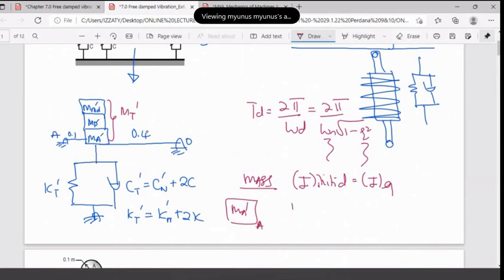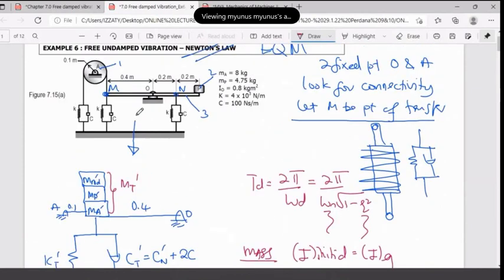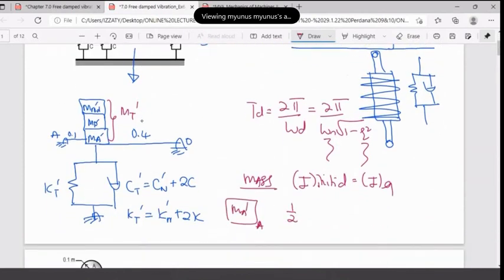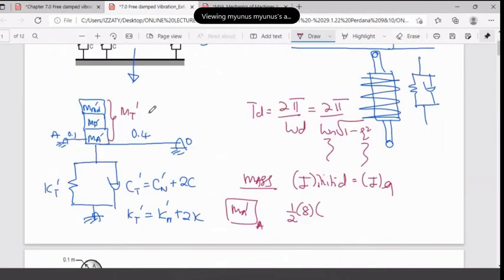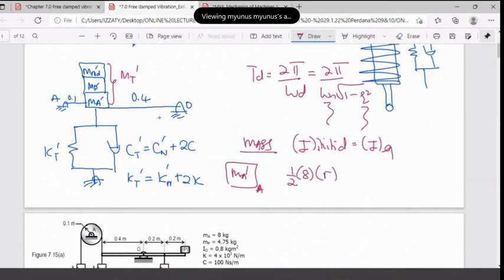So from this half, the MA, given MA as 8 kg, put it at 8 kg, multiplied by the radius given by 0.1, even though it's not given, put it at R. This one is R square equal to the MA prime multiplied by the same thing because you maintain the radius. So you cancel this one, and you'll be getting MA prime is equal to 4 kg.